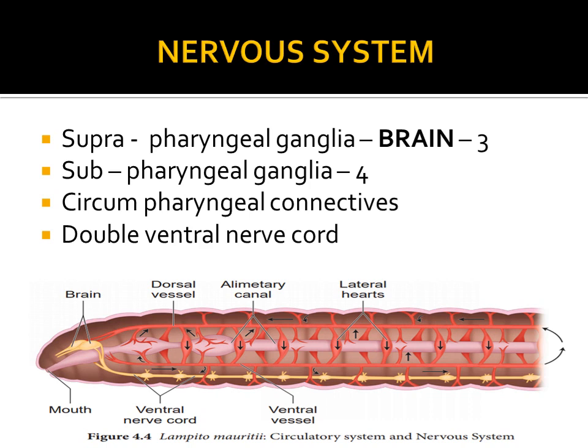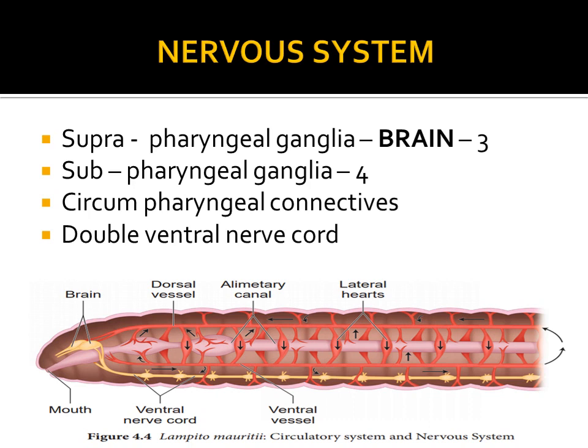Both will be connected by a ring-like structure. Can you watch one circle or ring which is surrounding the pharynx? This ring will be there on both sides of the pharynx, connecting to the subpharyngeal ganglia. Clear? That's why it is known as the circumpharyngeal connectives. Then from this subpharyngeal ganglia, again one long nerve cord is moving throughout the body.